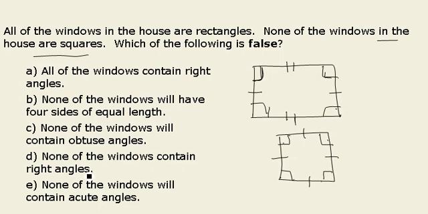D, none of the windows contain right angles. This statement is false because by definition, rectangles must have all right angles. So by saying that none of the windows contain right angles is false because they all must contain right angles. So D will be our answer.